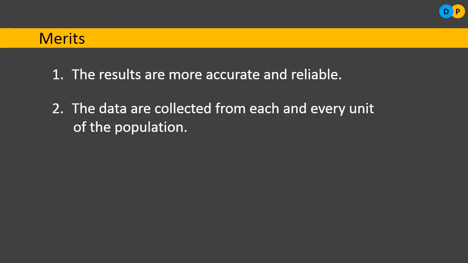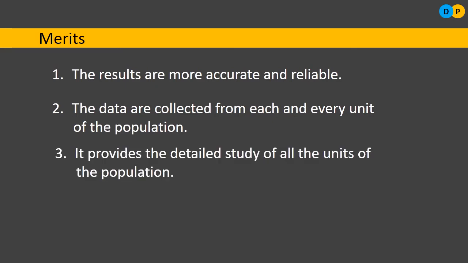Second, the data are collected from each and every unit of the population. That's the second merit. And the third one is that it provides a detailed study of all the units of the population. If in a particular investigation you want to study each and every unit in detail, without bias to any one particular unit, with equal importance given to all the units, then census enumeration is the best option.